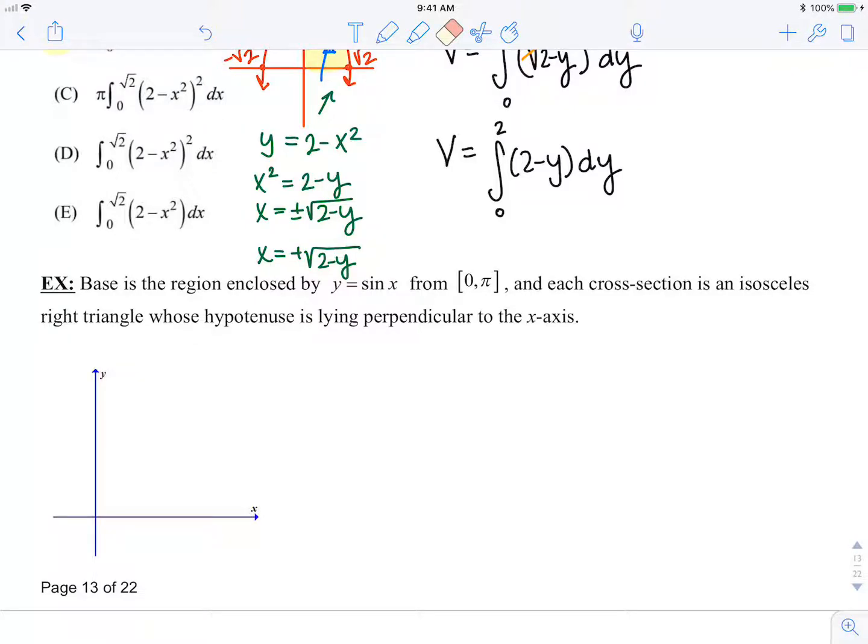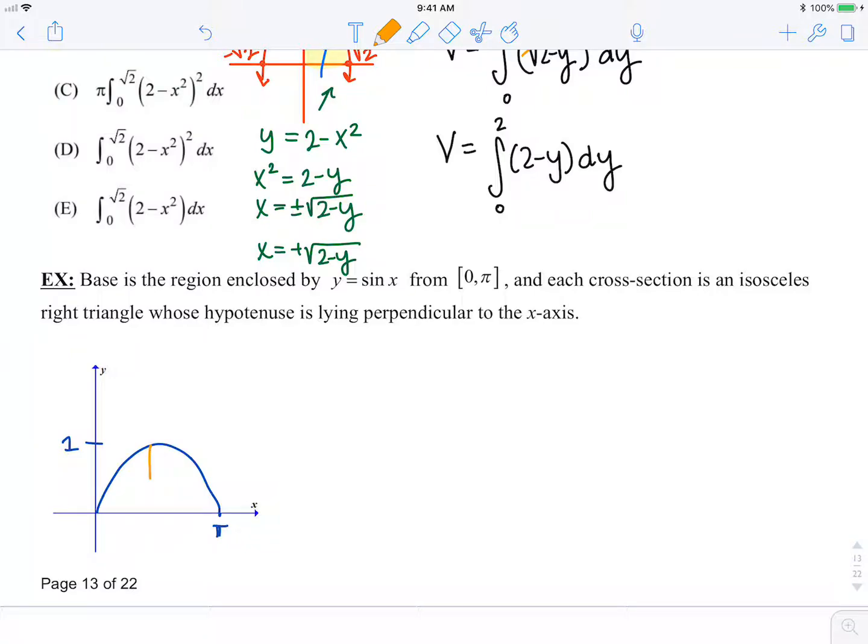Base is the region enclosed by y equals sine x from 0 to pi, and each cross-section is an isosceles right triangle whose hypotenuse is lying perpendicular to the x-axis. So visualizing this, we have sine x from 0 to pi, and each cross-section is perpendicular to the x-axis, so it's dx thick, but it's an isosceles right triangle shooting out from that cross-section, or from that slice.